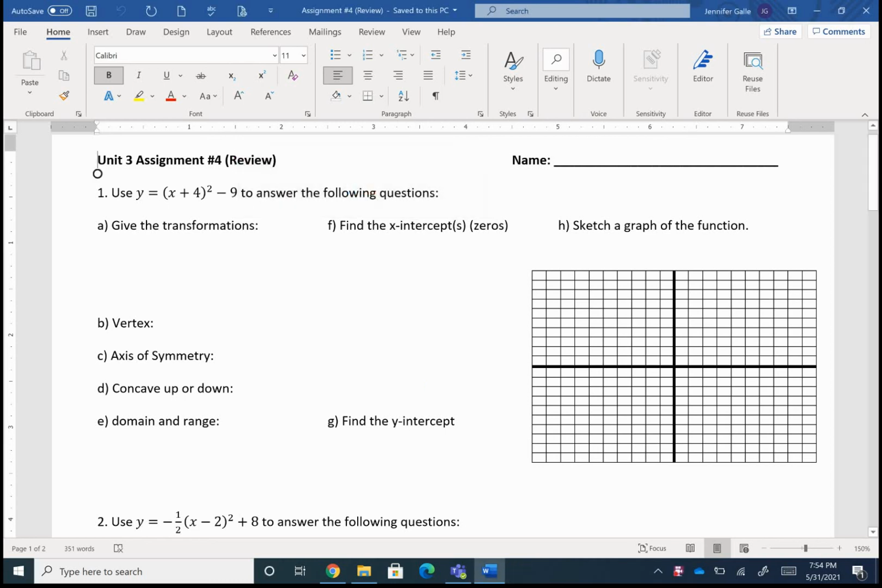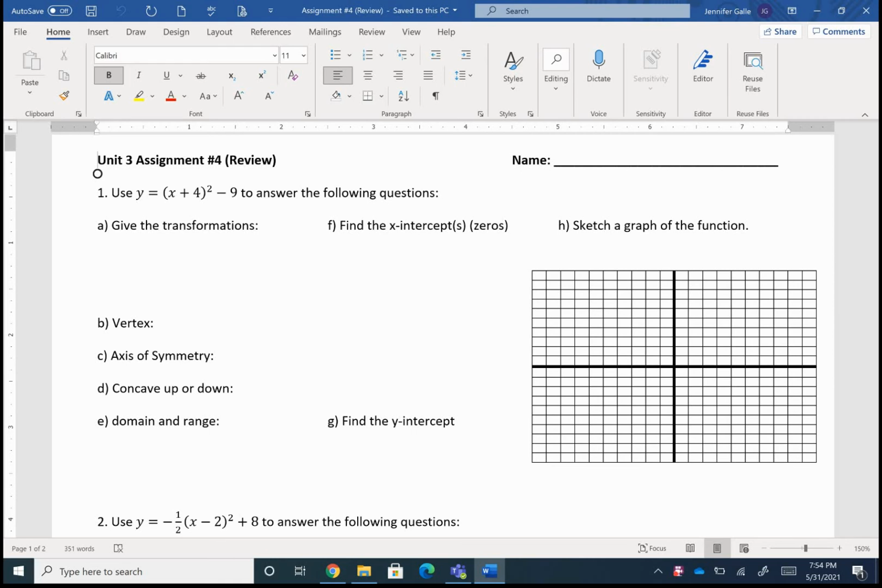This is Unit 3, Assignment number 4, the review. Feel free to fast forward, pause, rewind, whatever you may need. All right, in question number 1, we do have vertex form.